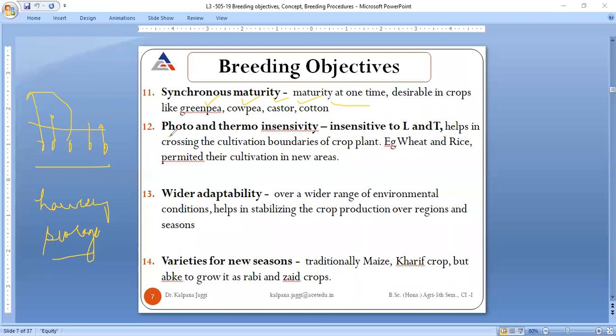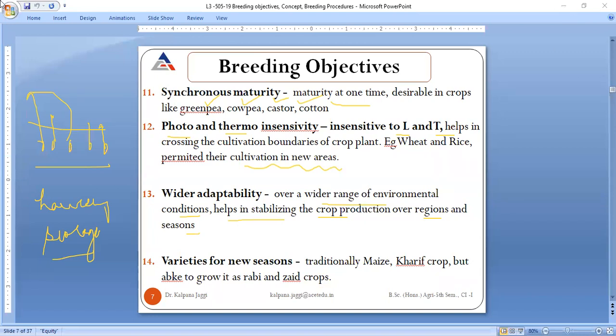Then certain species are very sensitive to light and very sensitive to temperature conditions. But with the help of plant breeding, we can make those species insensitive to light and temperature, so that they can be cultivated in new areas, right? With the help of plant breeding, we can make a variety adapt to a wider range of environmental conditions, and as a result, it helps in stabilizing the crop production over regions and seasons.